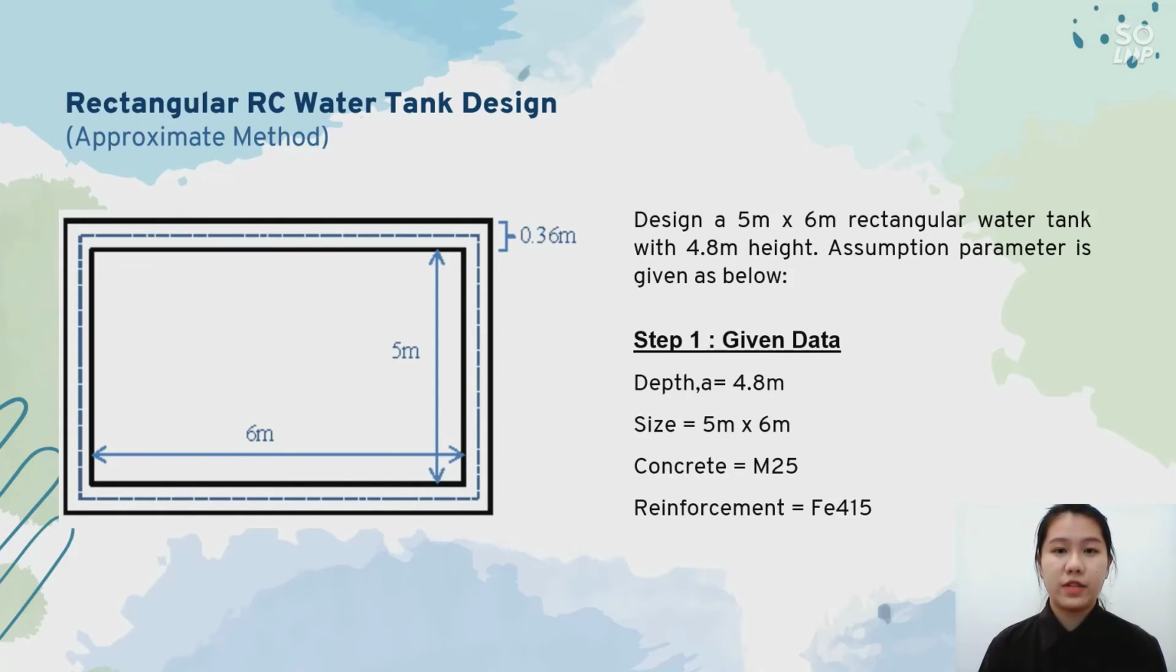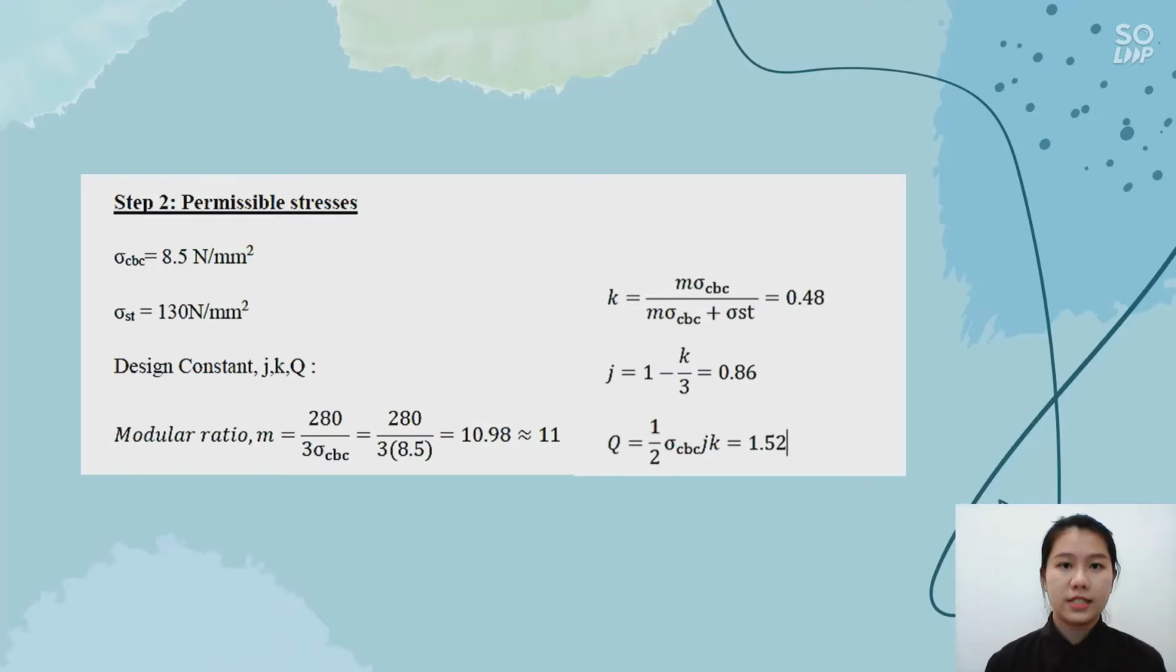Assumption parameters are given as below. The concrete we use is M25. Reinforcement is Fe415. Step 2, permissible stress. Based on the IS code, permissible stress in bending compression for concrete M25 is 8.5 Newton per millimeter squared, and the permissible stress in steel is 130 Newton per millimeter squared.